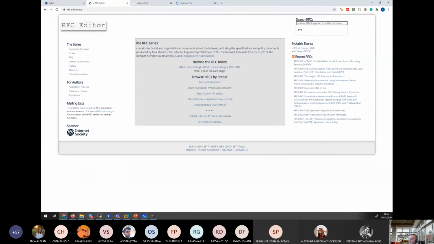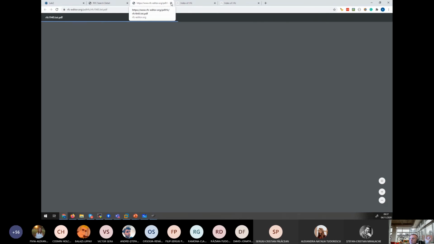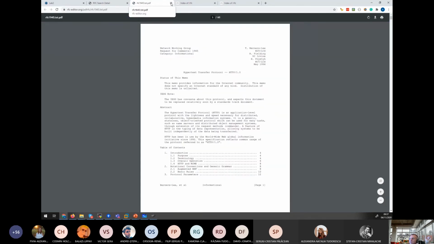RFC editor. You can search, for example, HTTP, and you find all the documents related to HTTP. For example, the Hypertext Transfer Protocol, basic, is described in Request for Comments 1945. You can get an ASCII copy, a PDF copy, or an HTML copy of it. And it looks something like this.